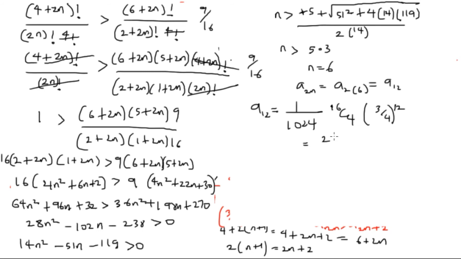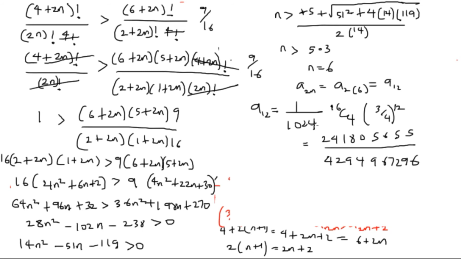You should have 241805655 over 4294967. So you can just press 16 combination 4 on your calculator, multiply with 3 raised to power 12 over 4 raised to power 12, then multiply by 1 over 1024. So you'll be fine. You should get that if you do it correctly.